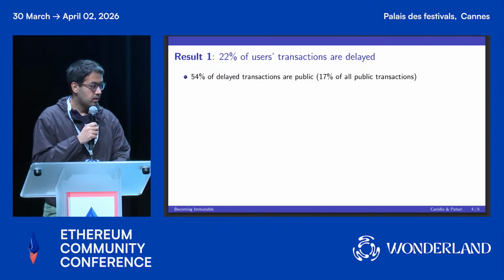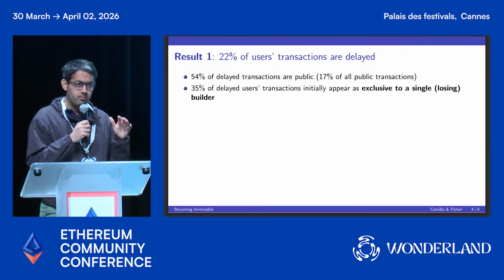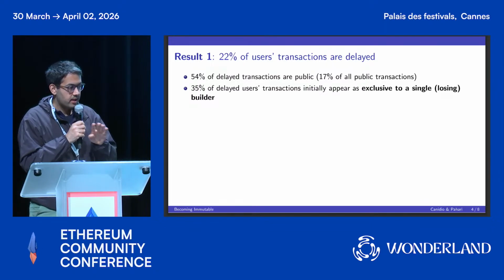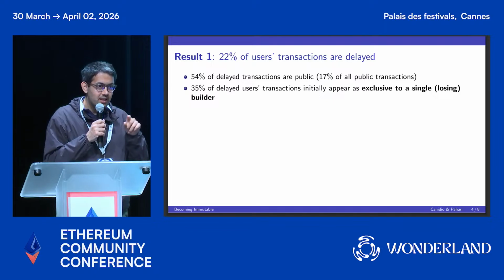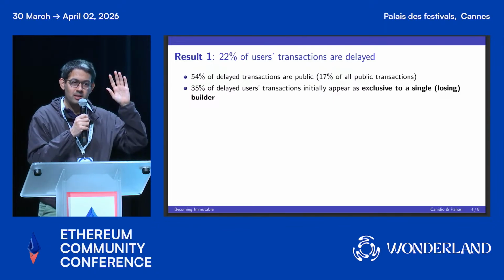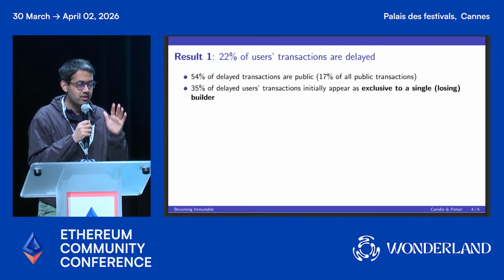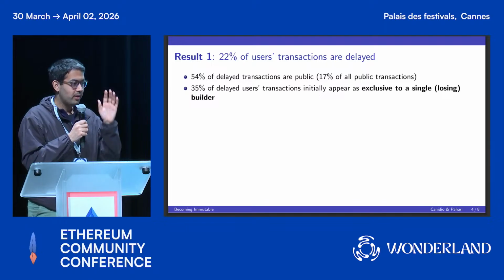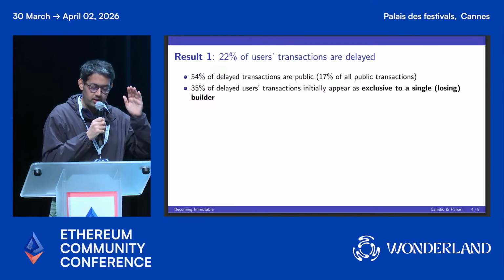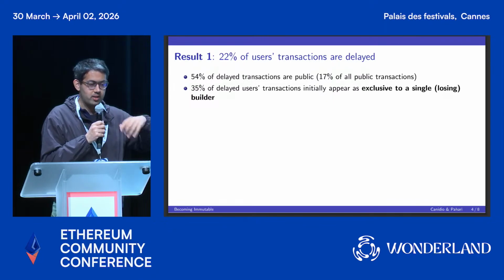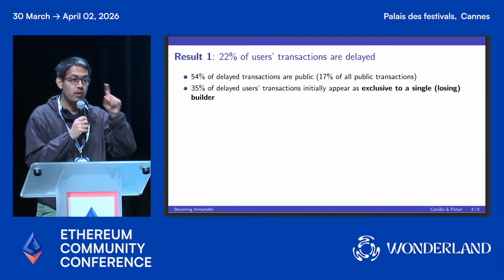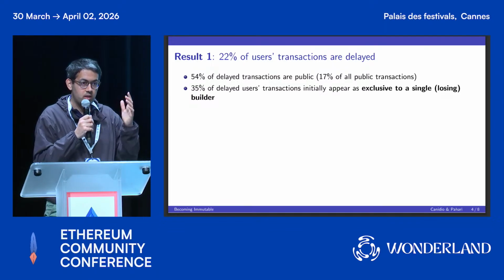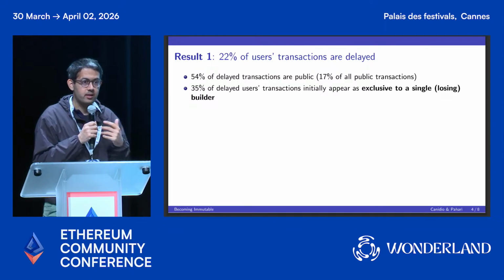And 35% of these delayed transactions initially appear at a single losing builder, meaning that the first auction in which they were included, they were only included in blocks by one builder who eventually lost the auction, meaning that they actually were delayed.